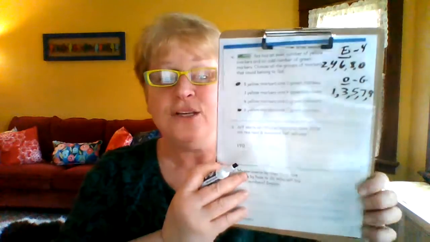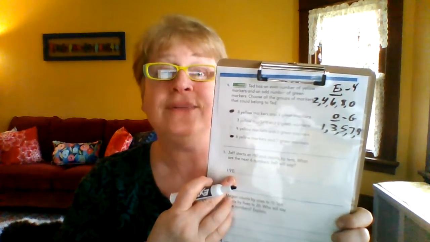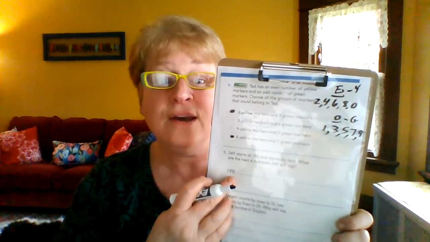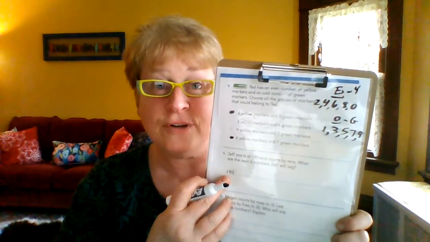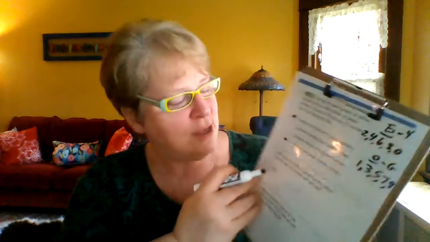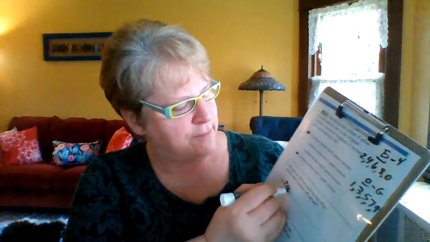Good job. Jeff starts at 190 and counts by 10. What are the next 6 numbers Jeff will say? So if we count by 10, remember 10, 20, 30, 40, 50, 60, 70, 80, 90, 100. So if we get to 90, we have to go to the next 100. What's the next 100 after 100? You're so smart. 200, and that's what we write.